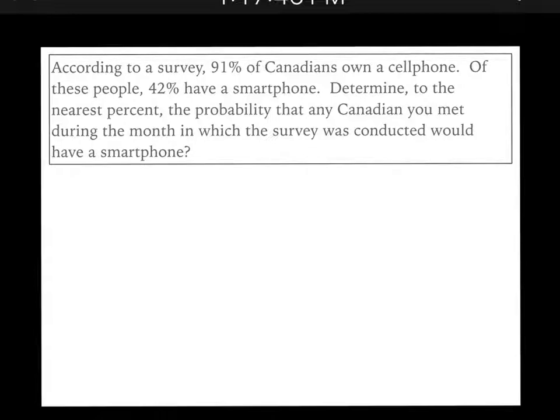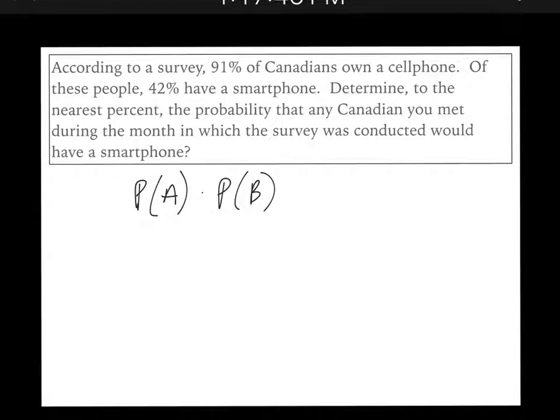When you're given two different probabilities like this, and one is dependent on the other, so here, obviously if they don't have a cell phone, they don't have a smartphone, right? The smartphone is dependent on whether or not they have a cell phone. All you have to know is that it's the probability of A times the probability of B. Event A here is owning a cell phone, and that's 91%. So what we're going to be doing here is 91% times 42%.